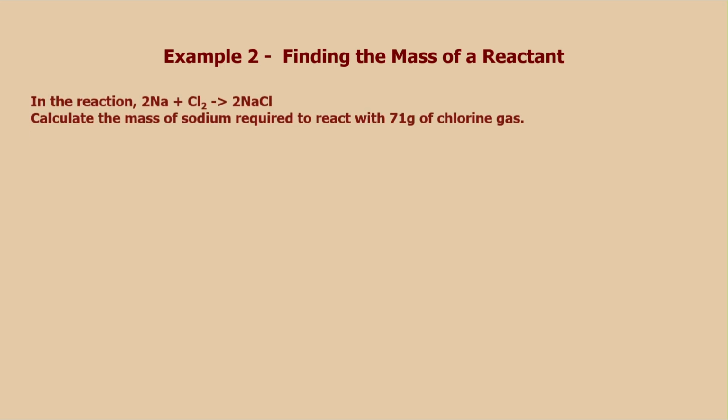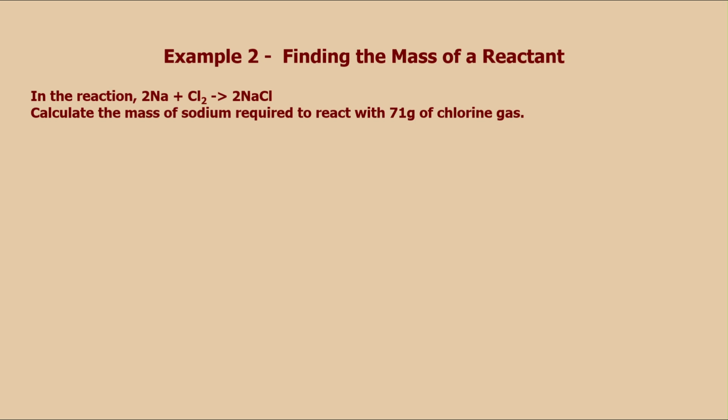Example 2. Finding the mass of a reactant. In this reaction, 2Na plus Cl2 produces 2NaCl. Calculate the mass of sodium required to react with 71 grams of chlorine gas. Step 1. Write the equation and balance it. In this question, the balanced equation is already given. 2Na plus Cl2 produces 2NaCl.